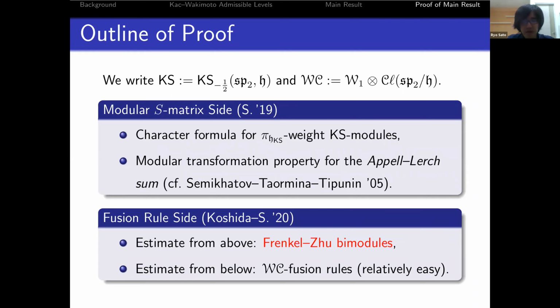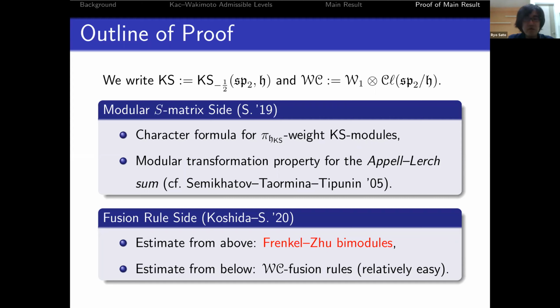And for the estimation from below, we use the very easy fusion rules for the tensor product of the Weyl VOA and the Clifford VOA. The fusion rule for this free field VOSA is relatively easy, so we can get the fusion rules easily. By combining these results, we confirm that these two results actually coincide with each other. So this is our main result.